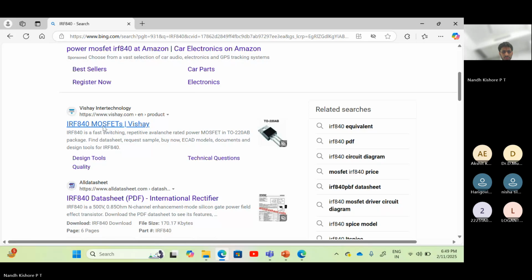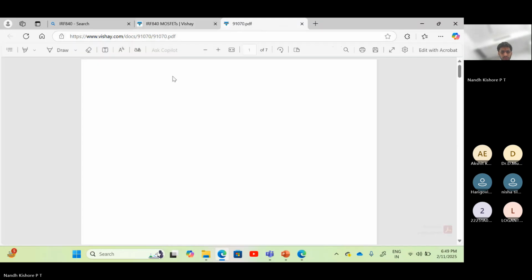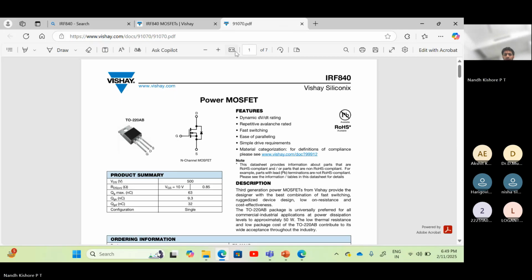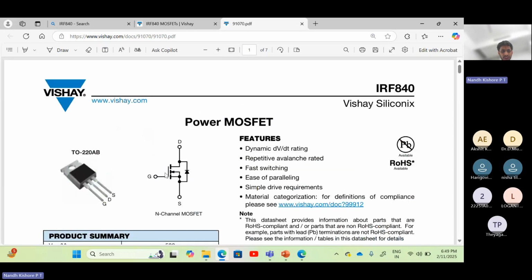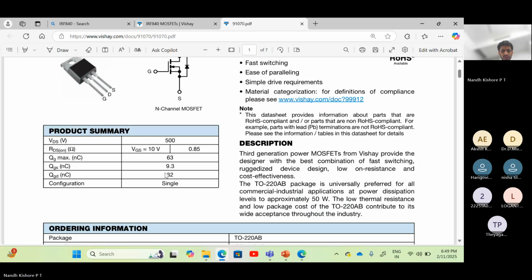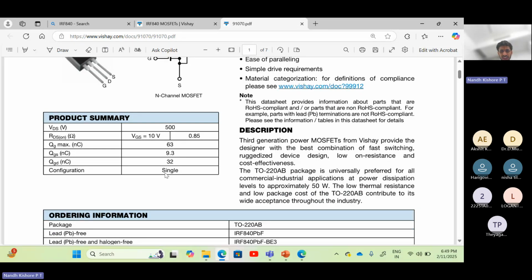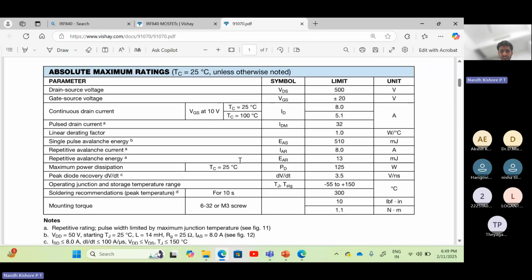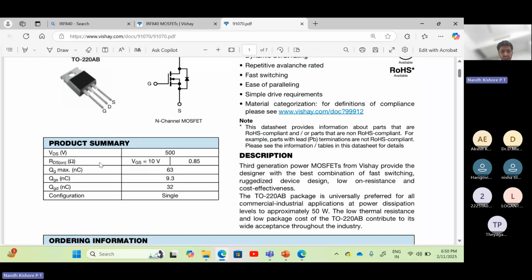So go over here and open the data sheet. In this data sheet itself, you can find the required values. You understand that your RDS on will be given over here. At a VGS of 10 volt, the RDS on is 0.85, or 850 milliohms. You can see over here, it's highlighted with my cursor as well. RDS on is 0.85 ohms.